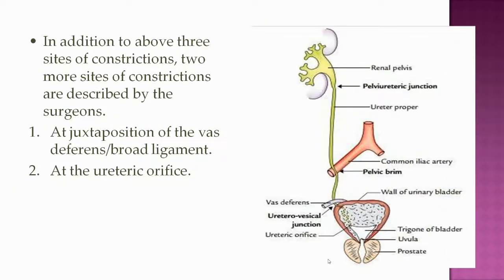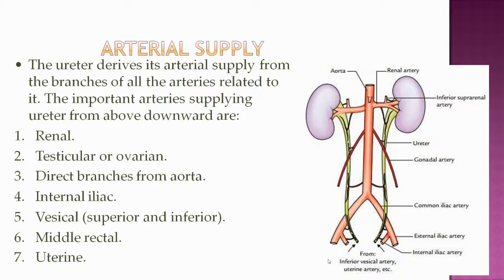In addition to these three sites of constriction, two more sites of constriction are described by the surgeons. These are the constriction at the juxtaposition of the vas deferens or the broad ligament, and the constriction at the ureteric orifice. So these are the constrictions that our surgeons suggested.